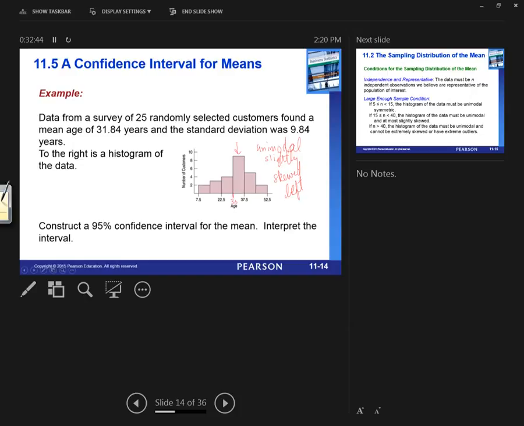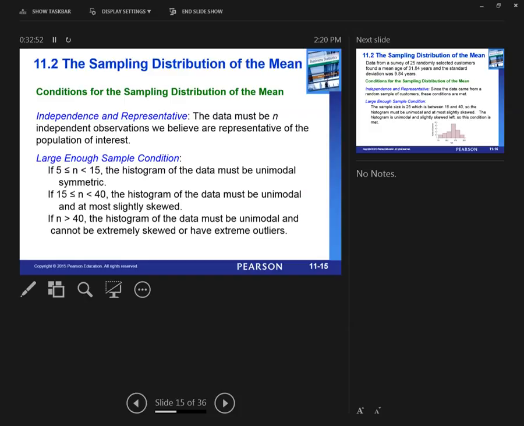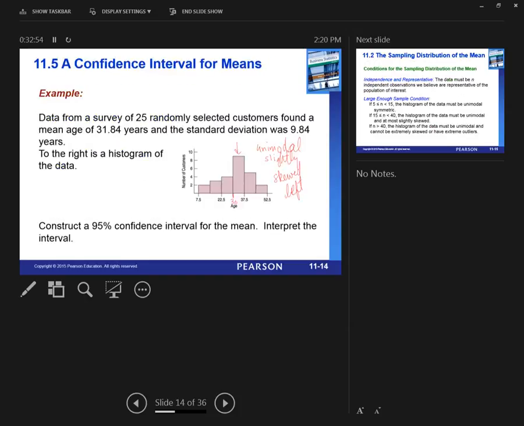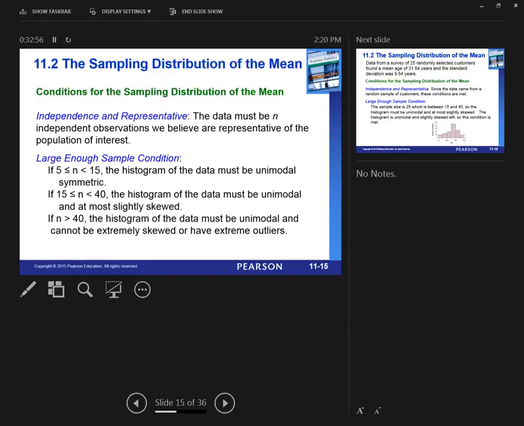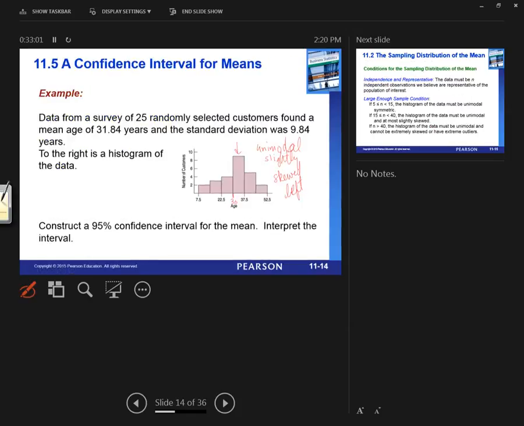So the first thing I'm going to do is check my conditions. First, the independent and representative condition. I need independent observations that represent the population. And if you look here, it says that these guys were randomly selected. So that means it meets the independent and representative condition, because of this word random. If it doesn't say random, it's not random. It's either random or it's not.